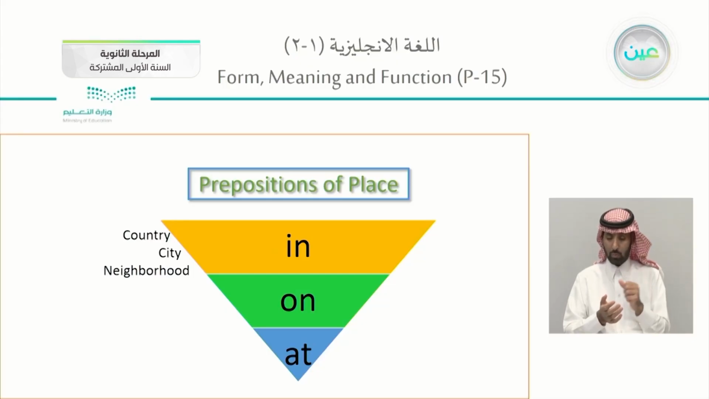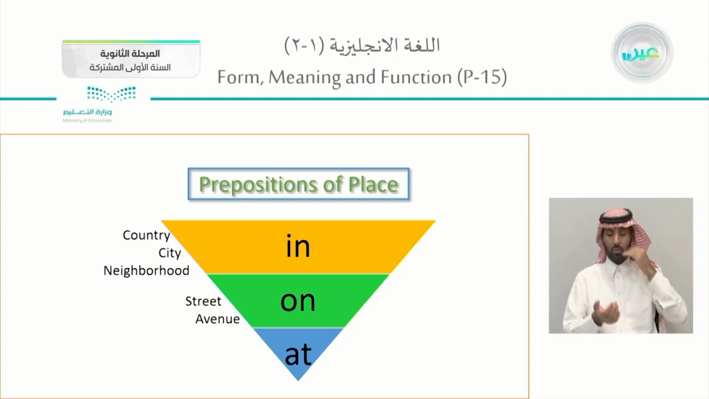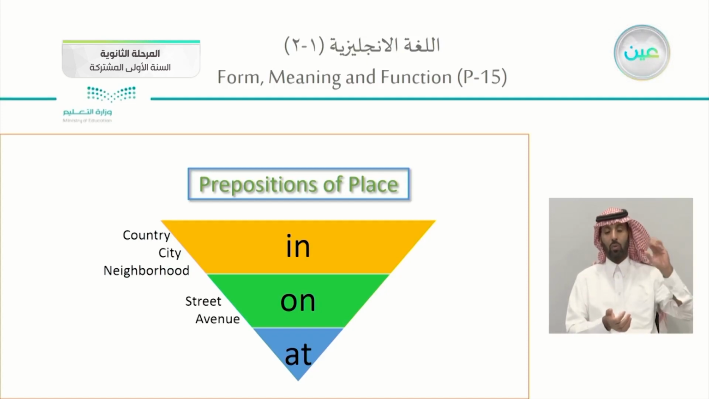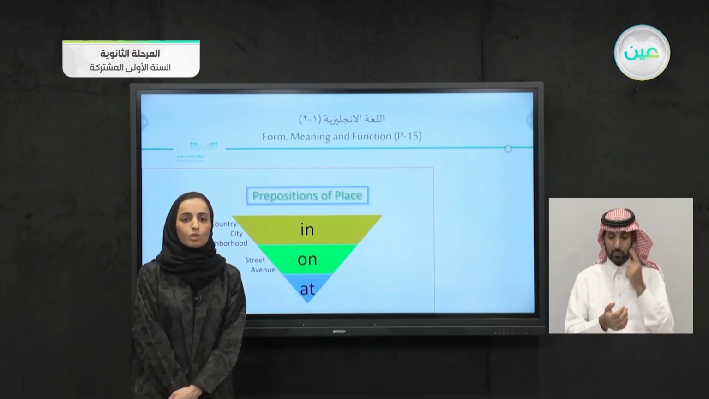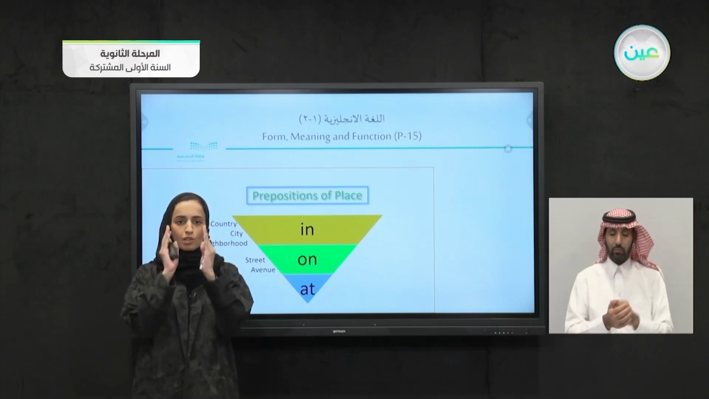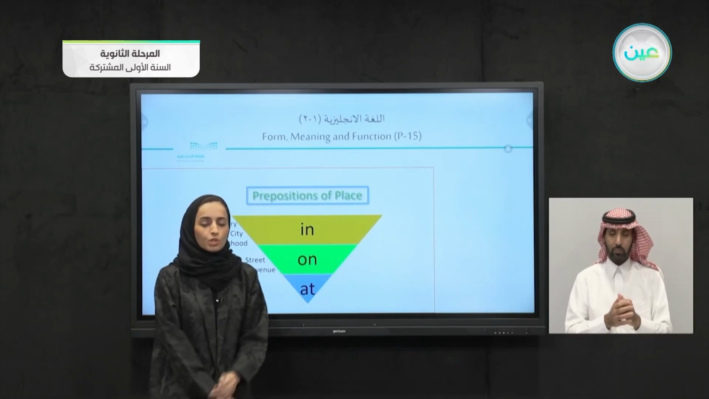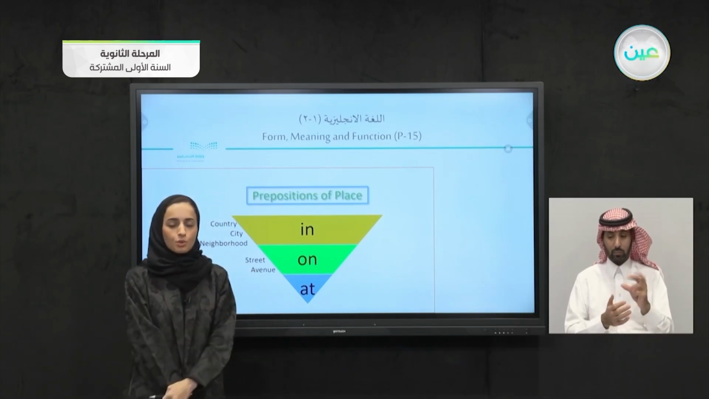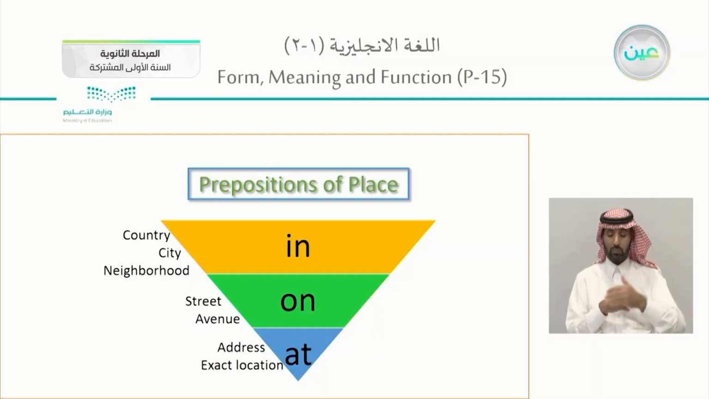What do we have smaller? Smaller than a city, a country, and a neighborhood, we have a street or an avenue. Let's say my school is on Pine Street or 2nd Avenue. Any street or avenue, you will use on. What do we have smaller than a street or avenue? We have an address or a location.